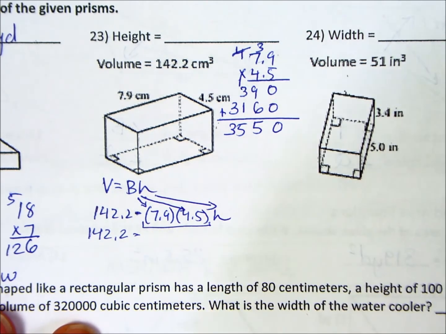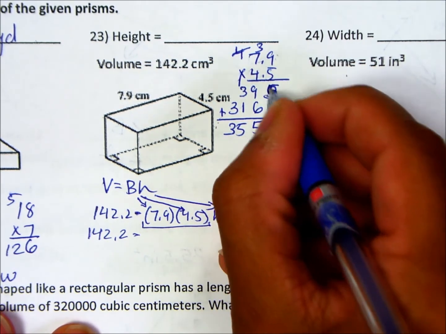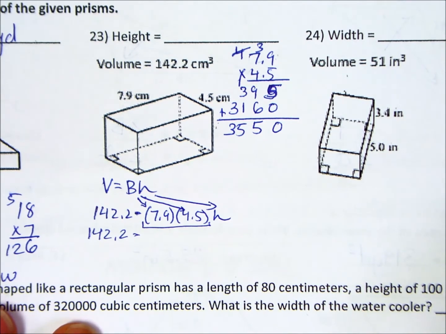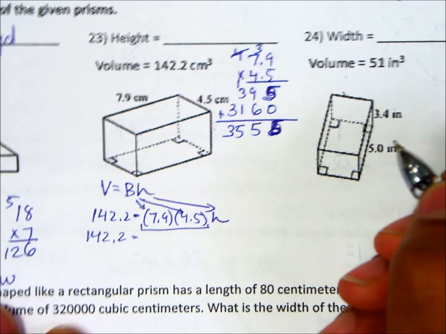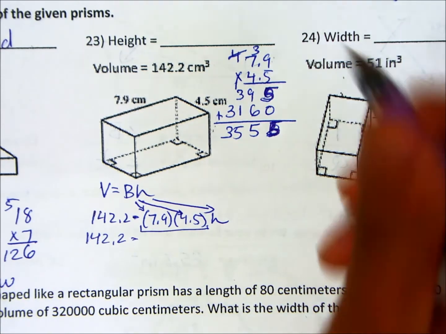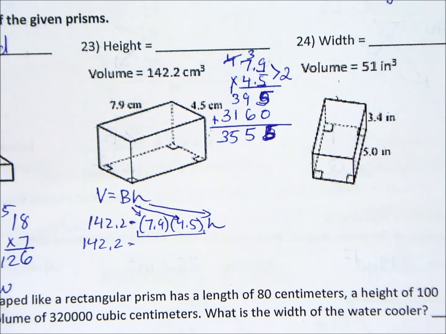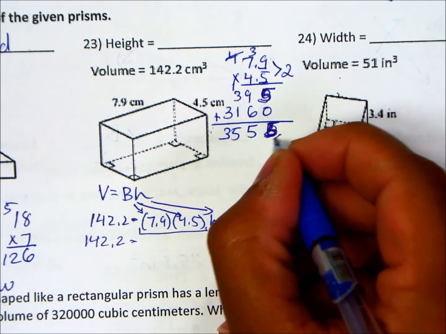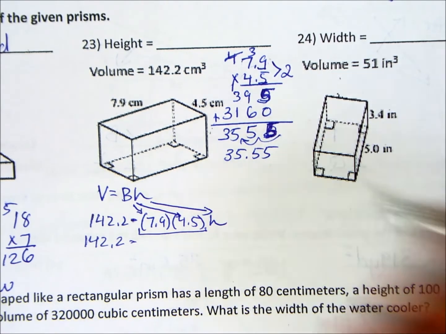Sorry, made a mistake. 9 times 5 is 45. I don't know why I put a 0. So that's 5. Even math teachers make mistakes. I apologize. Now, I have 1 decimal place here and 1 decimal place here for a total of 2 decimal places. So I take my decimal point, move it 2 spaces. So it's 35.55.